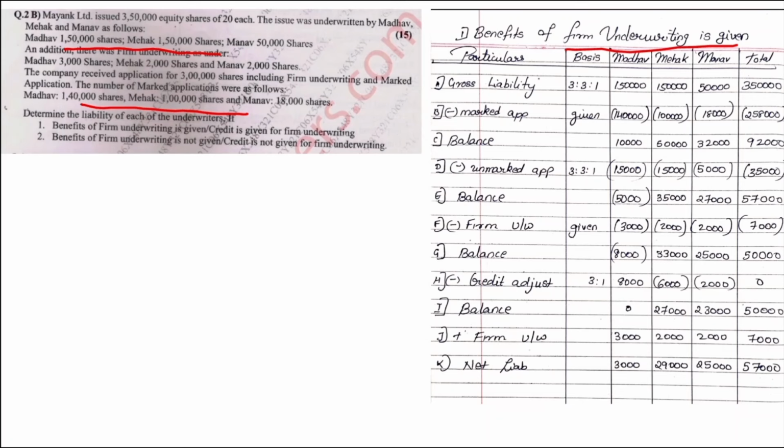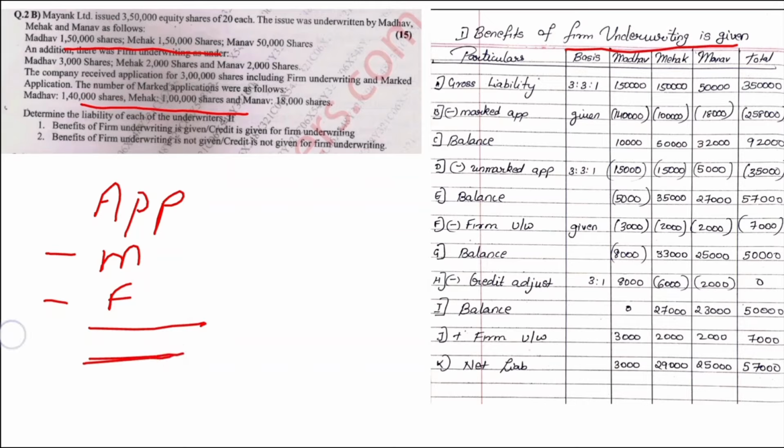Less unmarked applications. Now, how will you get the unmarked? Remember, they have given you the total applications. From the total applications, we subtract the marked and the firm underwriting, and whatever balance you get will be the unmarked. So from 3 lakh, you minus marked, which is 2,58,000, and firm underwriting, which is 3,000 plus 2,000 plus 2,000, that is 7,000. So we get the unmarked total as 35,000. This 35,000 has to be divided in the gross liability ratio 3:3:1, which comes to 15,000, 15,000 and 5,000. We subtracted and got -5,000, 35,000 and 27,000. Total comes to 57,000.